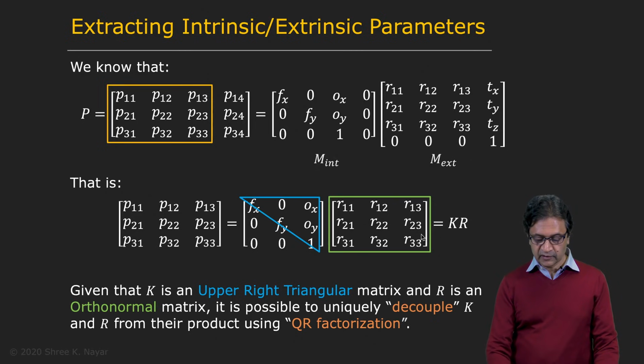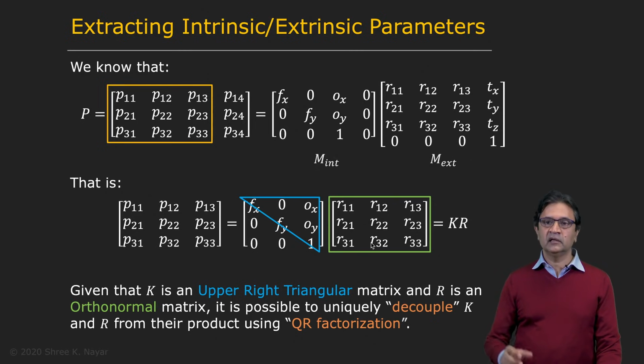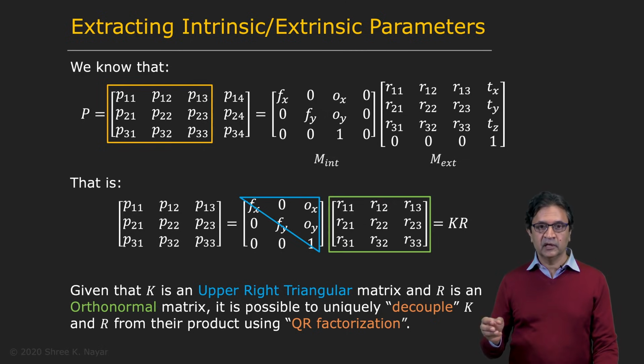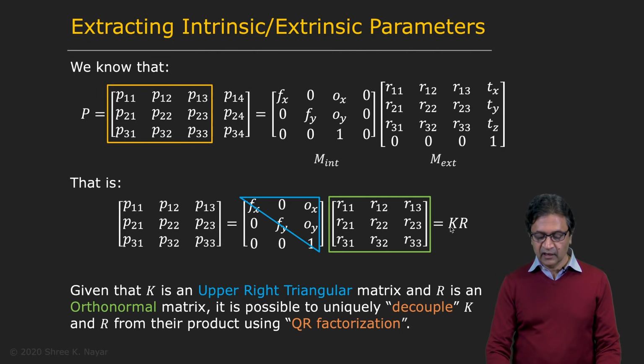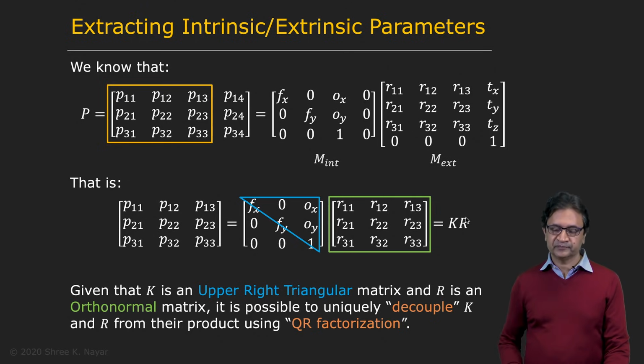We discussed this earlier. And it turns out that if you have a matrix that is the product of an upper right triangular matrix and an orthonormal matrix, you can use a very powerful tool in linear algebra called QR factorization to compute the two matrices from their product. So in other words, from this 3x3 matrix, which is known to us, we can actually compute K and R. In other words, we can estimate all the internal parameters and the rotation matrix.